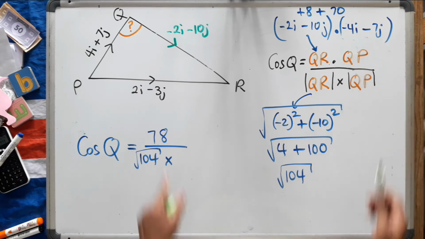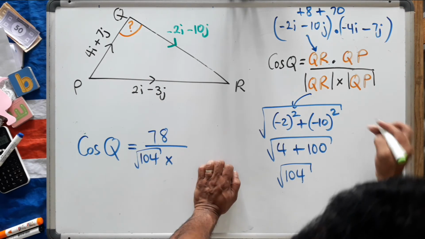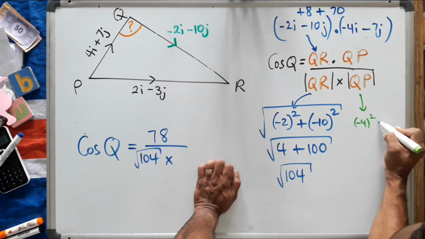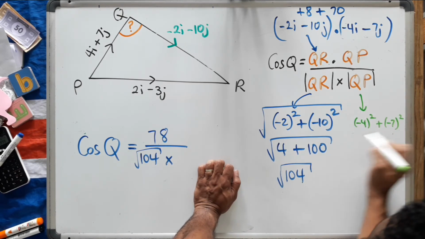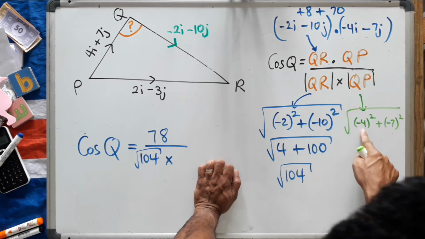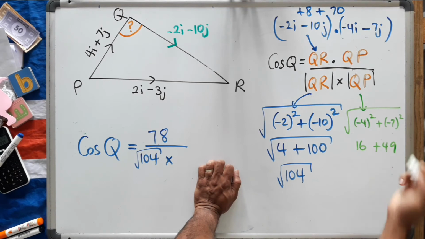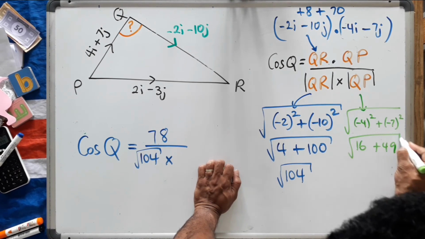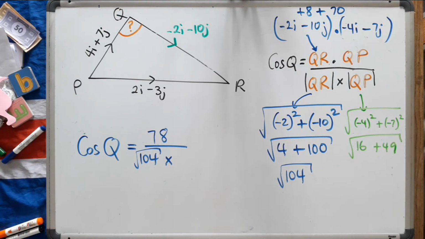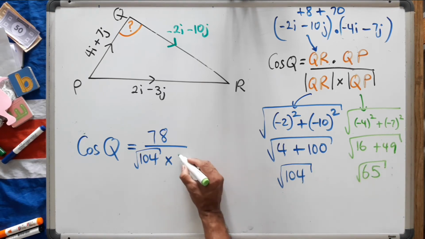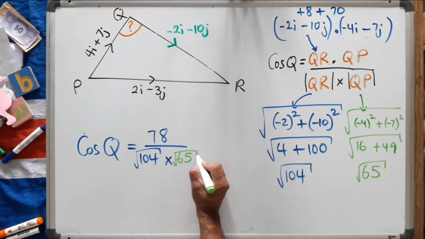Multiplied by the magnitude of QP. This is the vector QP here. It's the opposite of PQ. This is minus 4 squared plus minus 7 squared, and we square root it. Take the i value squared, take the j value squared. 16 plus 49, you get the square root of 65.